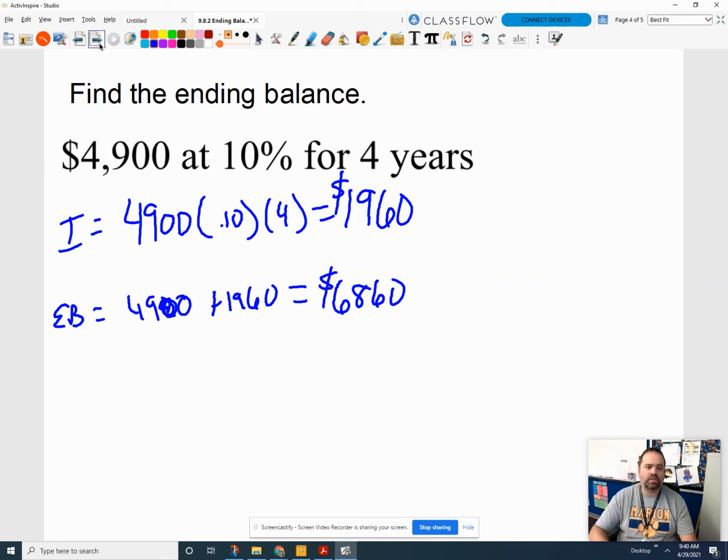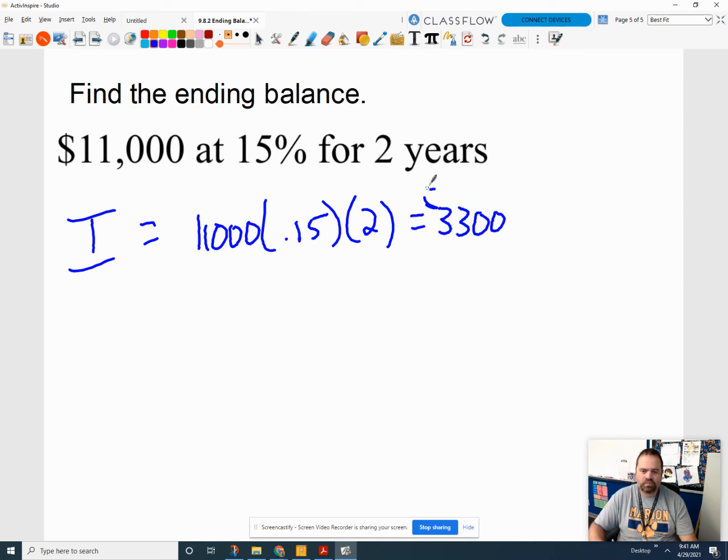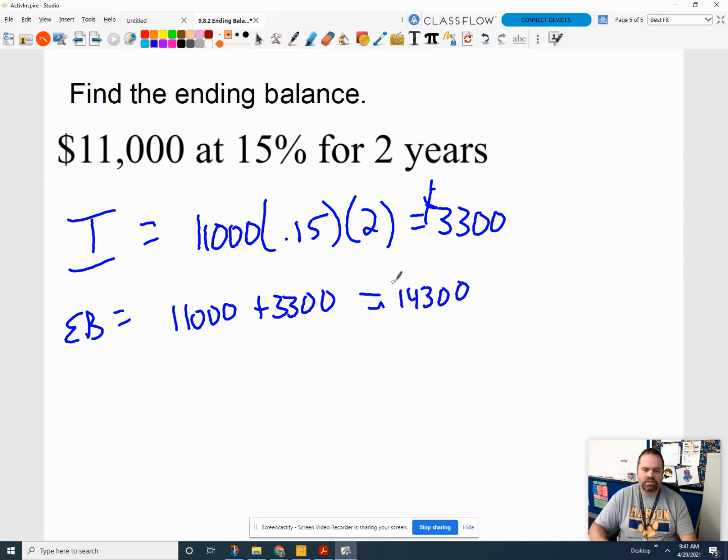Okay, last one, just to make sure we're all on the same page here. We got $11,000. That's a big chunk of money invested at 15% interest. You're not going to find an account that pays 15% interest for 2 years. So 15% interest, 2 years. Yeah, that's making $3,300. So to get our new ending balance, we add that back onto the original $11,000. That's going to put us up to $14,300.